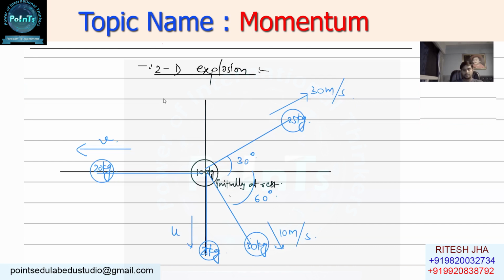So one thing we want to say is that we have 25 times 30 sine 30 is equal to, wait, what? No. Oh yeah, is equal to negative u plus, what is it, 10 and 300 sine 60.